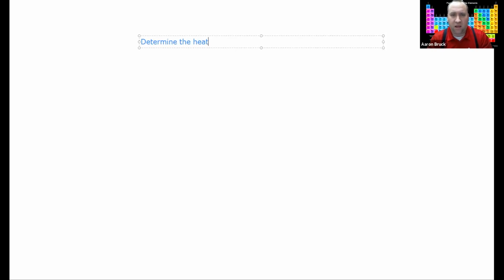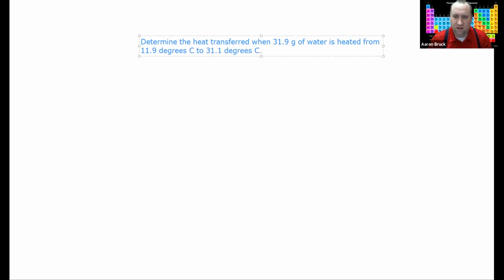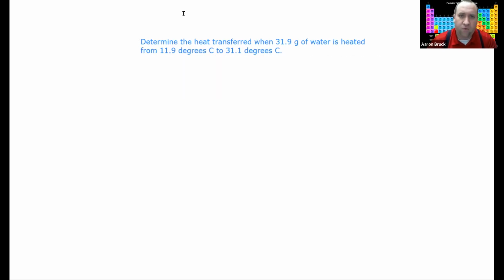Determine the heat transfer when 31.9 grams of water is heated from 11.9 degrees Celsius to 31.1 degrees Celsius. For this question, you are going to need to use that equation. Q is equal to M C delta T.